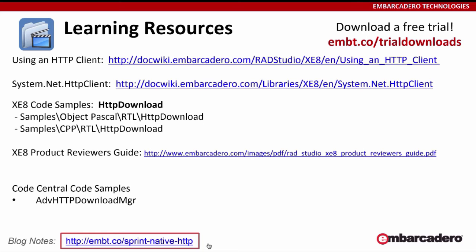Where can we get examples on C++ Builder? All the examples I use here, I have both Object Pascal and C++ Builder examples. So from this blog link on the bottom here, embt.co/sprint-native-http, I'll post examples of all the projects I use in both C++ and Object Pascal.